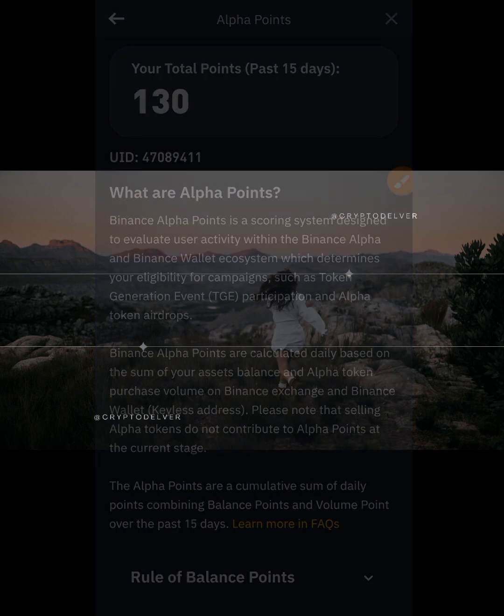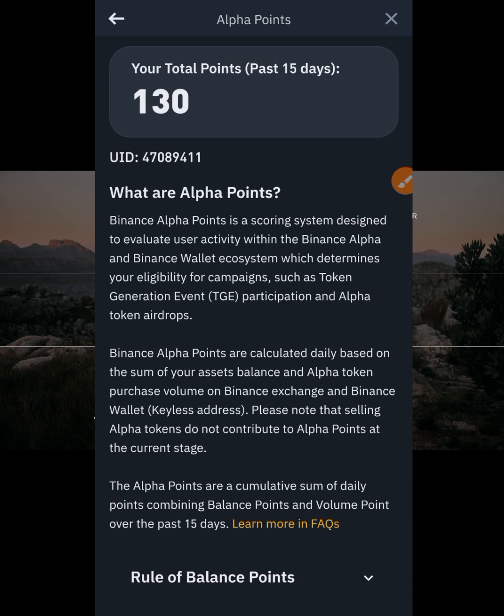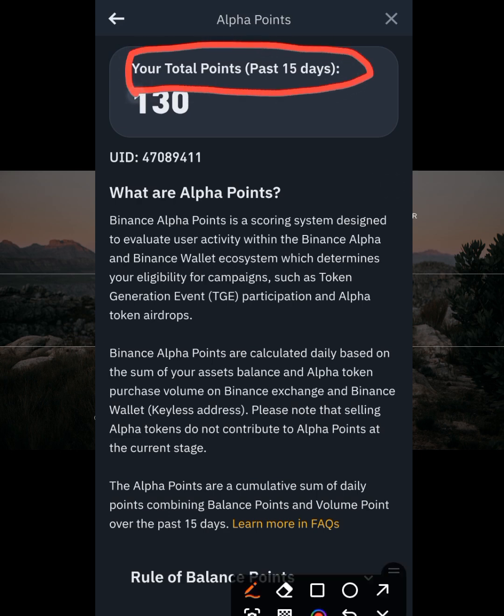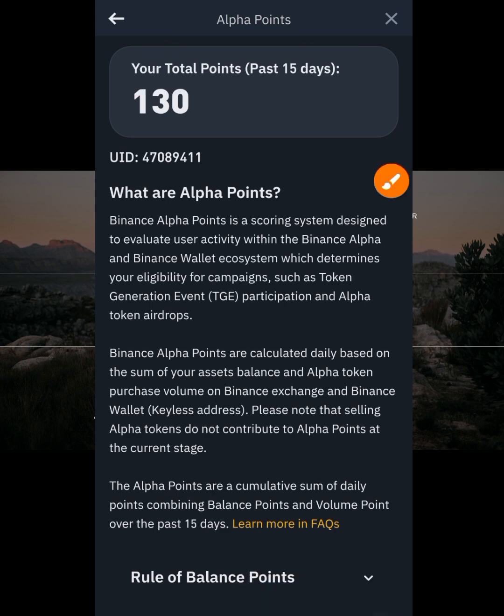Now I'm going to tell you some things about these points which you have to know. This is what makes you smart, or rather smarter, because you're actually competing with others. These points are calculated based on a 15 days timeline. So this is the point I've earned for the past 15 days. That is the first point you should know.